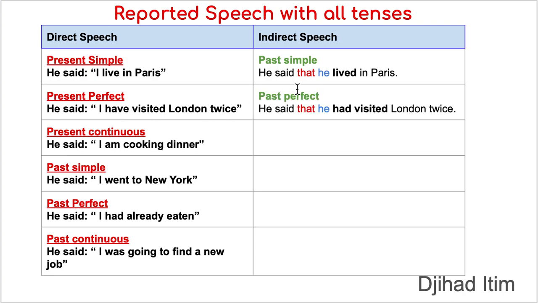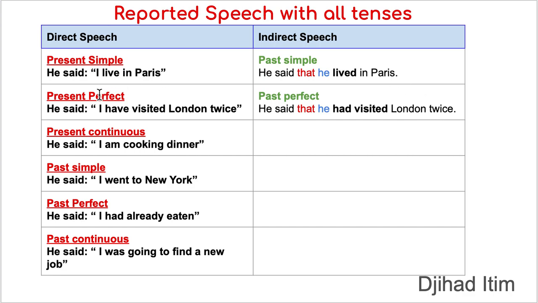So here we go from the present perfect to the past perfect, and the rule of the past perfect is had plus the past participle of the verb to visit, which is visited. Okay, had visited. So we say, he said that he had visited London twice. So remember the rules of the tenses.